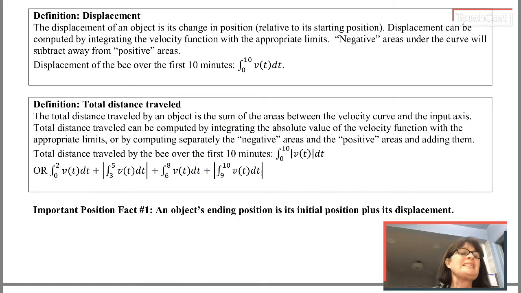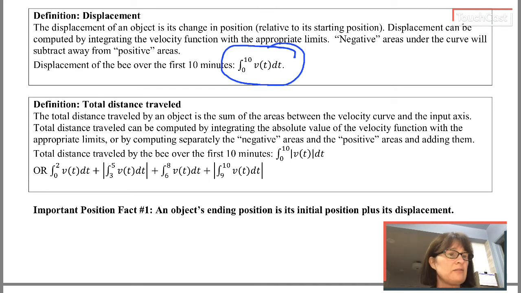So our two new definitions: displacement is simply area under the velocity curve, even if that velocity is negative. The positive areas, the areas above the x-axis, and the areas below the x-axis will cancel each other out in places and just give us the change in our position from where we started. So that's the same integral we've been writing. We've just always been assuming that our velocity was positive. This will work even if velocity is sometimes negative. It just gives us what we call displacement, change in position compared to where you start.